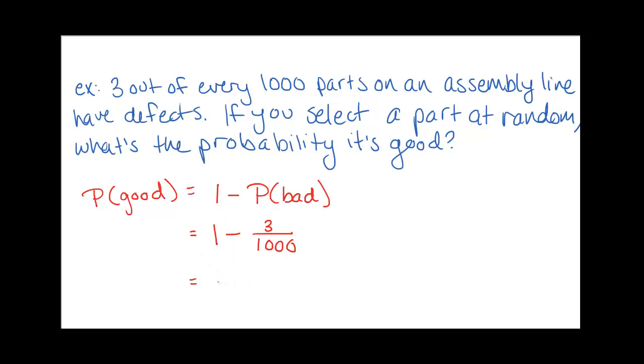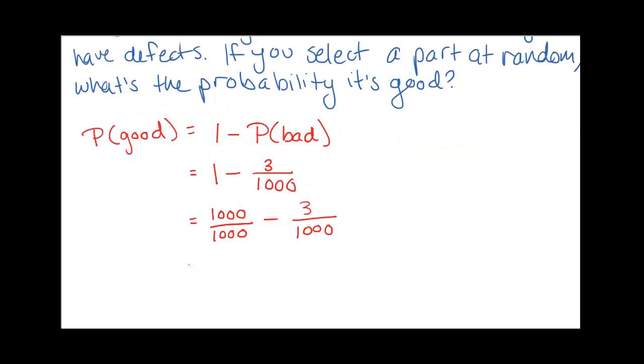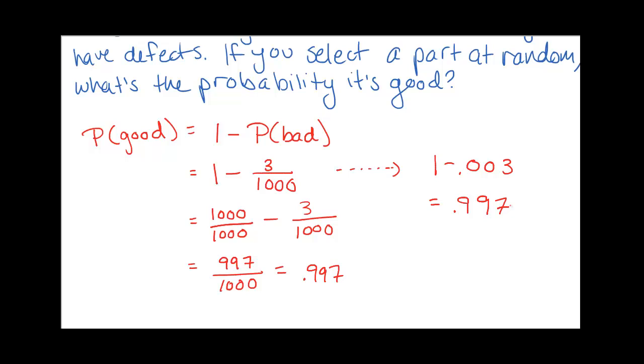Now you have a couple options. You can do this as fractions and find a common denominator. So if we find a common denominator of 1,000, this ends up being 997 out of 1,000. Or if we convert this, this would be 0.997. The alternative is to just convert to decimals right away. This would be 1 minus 0.003, which still comes out to 0.997. So again, if we think of this as a percentage, this is 99.7%, or in other words, we have fairly close to 100% chance that the part will be good.